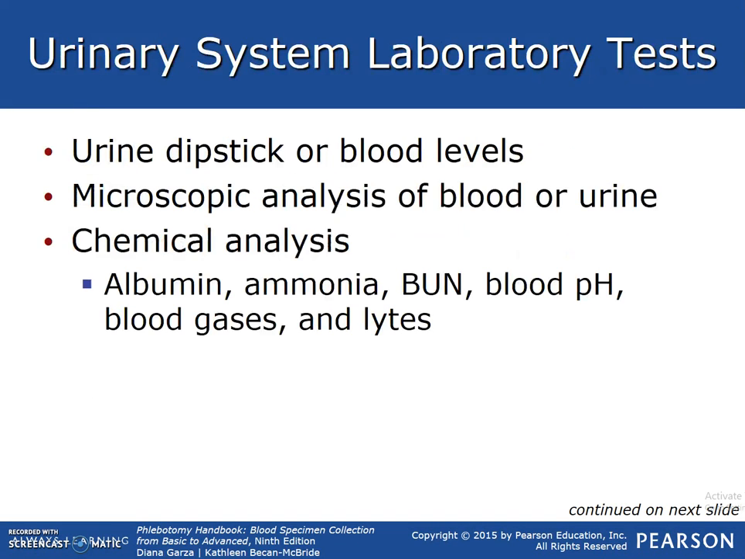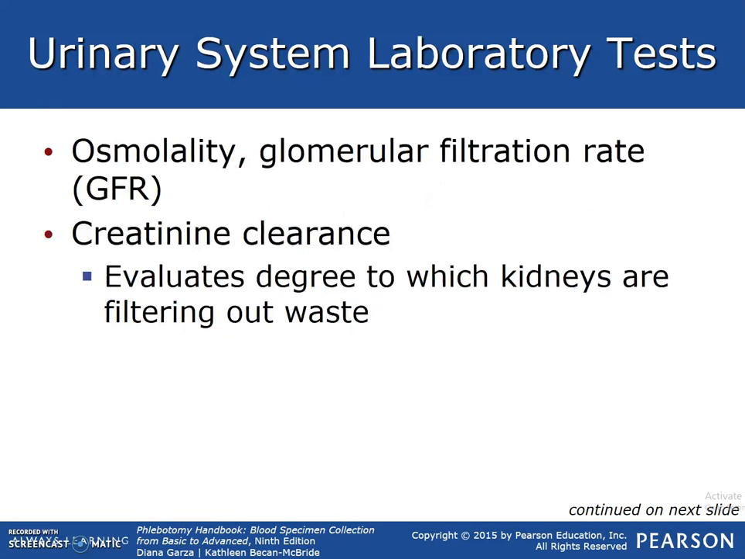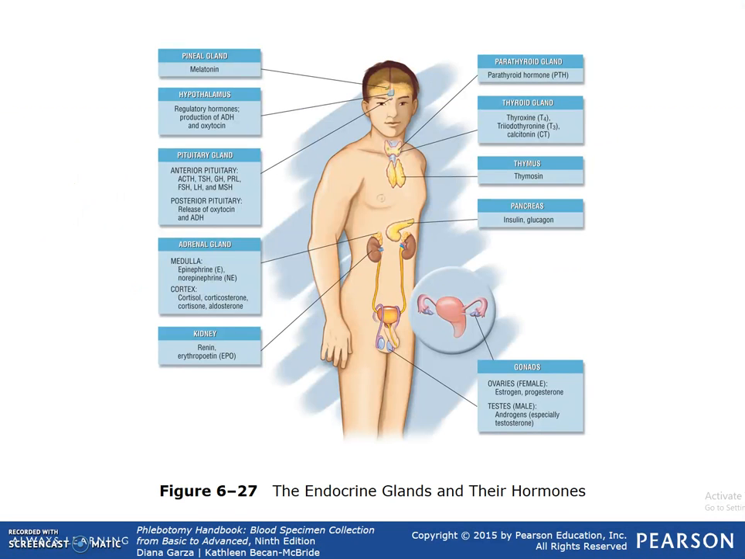Glomerulonephritis. Urine dipstick or blood levels, which we will complete urine dipsticks in our course. Microbiologic analysis of blood or urine. Chemical analysis, so we might look at the albumin, ammonia, BUN, which is blood urea nitrogen, blood pH, blood gases, and lytes. We would also look at the glomerular filtration rate, osmolarity. Creatinine clearance evaluates the degree to which kidneys are filtering out waste.